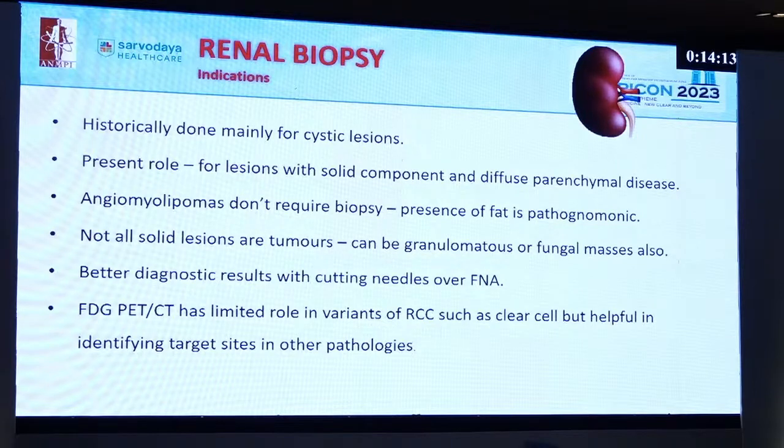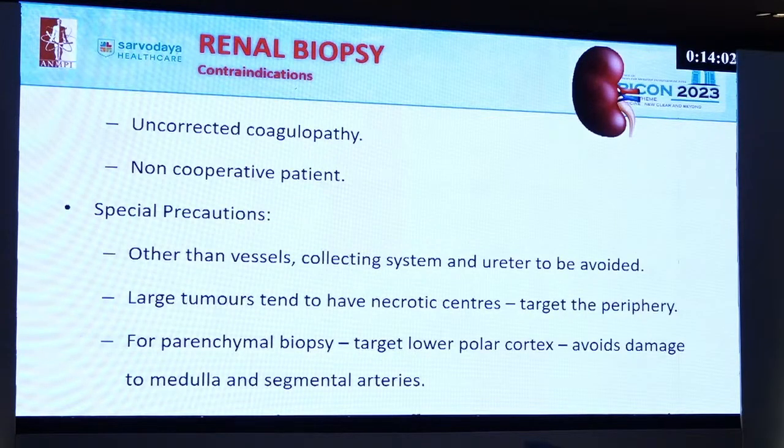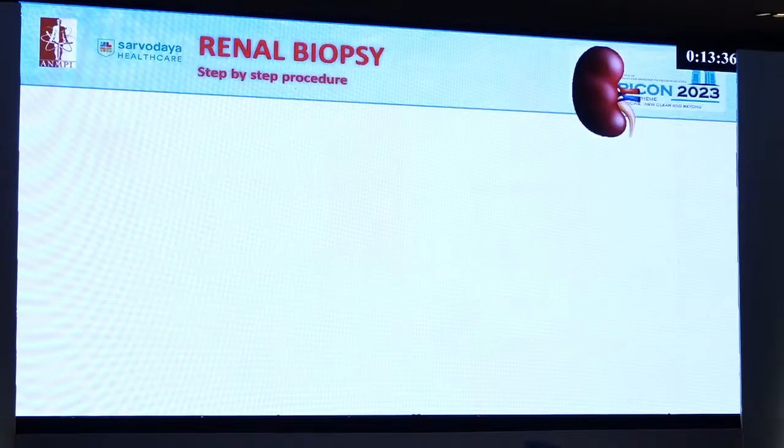FDG PET has a limited role in RCC, but it will give you some target lesions when FDG avidity is there. Coming to the contraindications for renal biopsy: uncorrected coagulopathy and non-cooperative patients. Special precautions when there is a double vessel; we have to check the collecting system, and the ureter should be avoided. Large tumors tend to have necrotic centers, so we have to target the periphery. For parenchymal lesions, target the lower pole, avoid damage to the medulla, and segmental arteries should also be avoided.